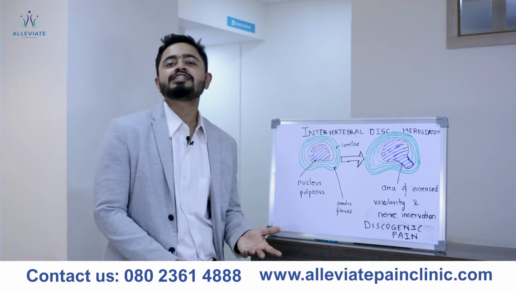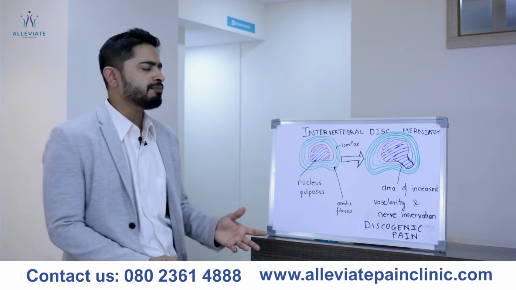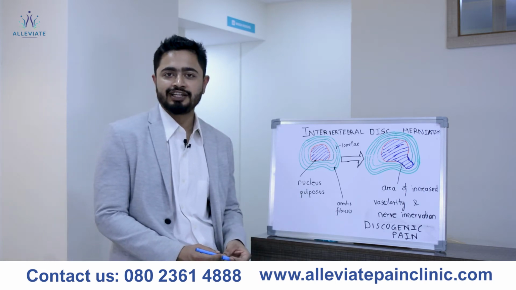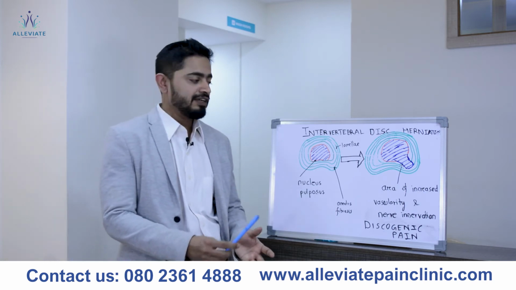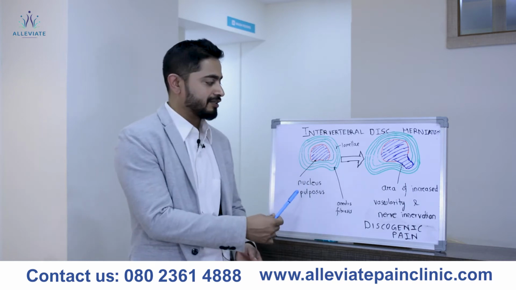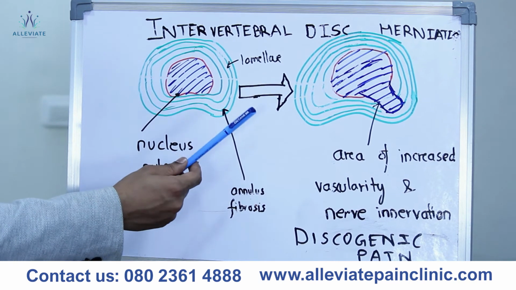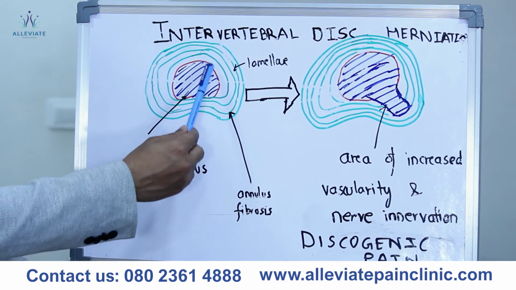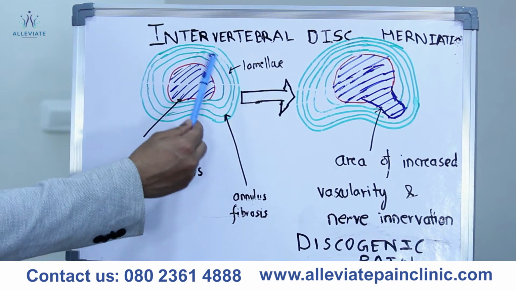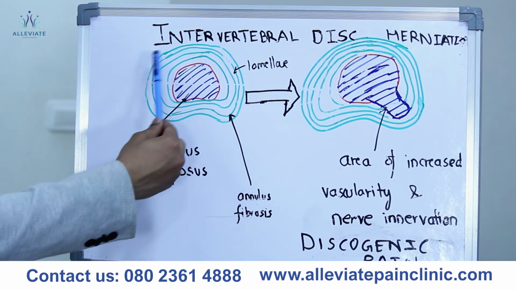Coming first to discogenic pain. This is probably the most common cause of chronic low back pain, and I will try to explain it to you with the help of this diagram. So this is essentially the diagram of a disc, and inside is a jelly-like nucleus pulposus, and outside it is bounded by a structure known as annulus fibrosus.